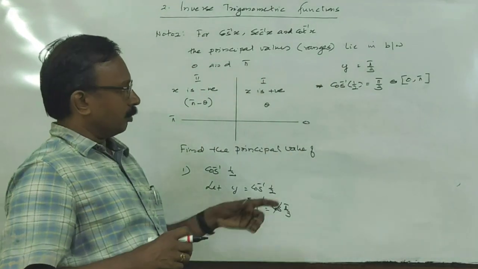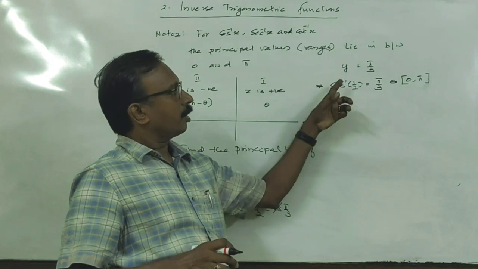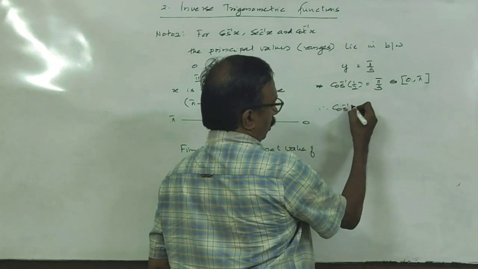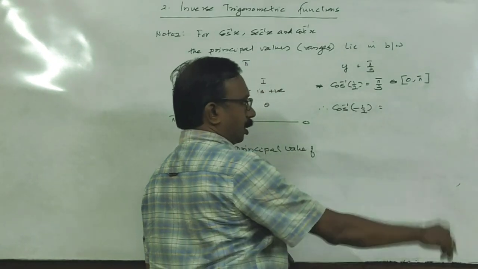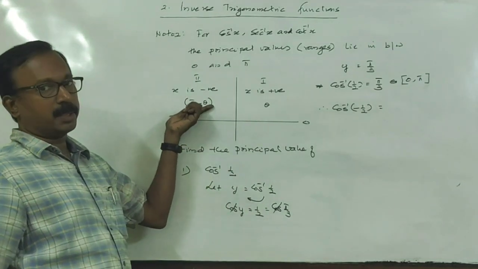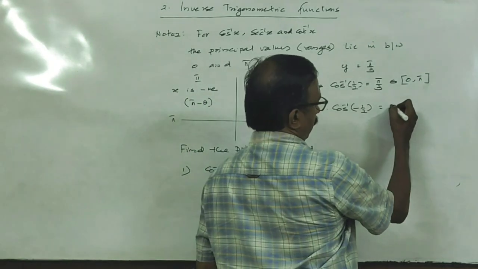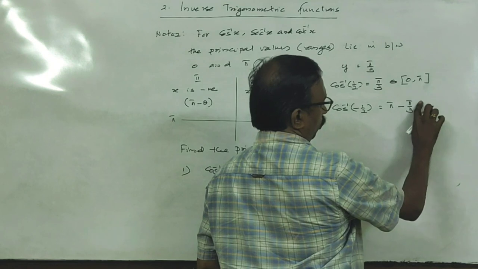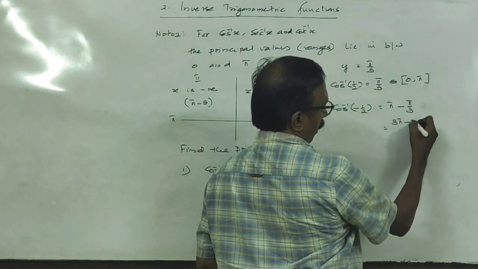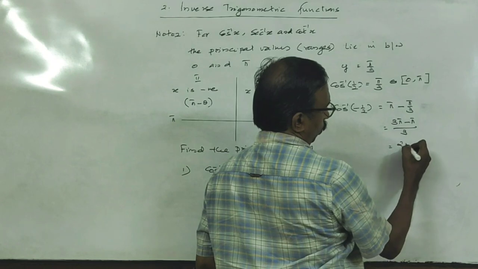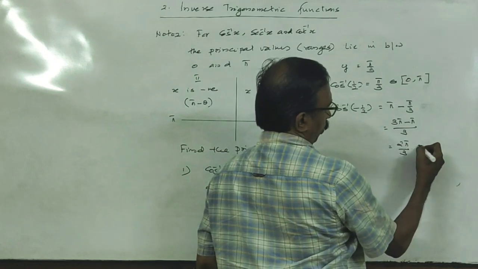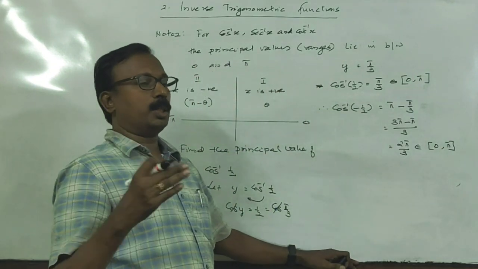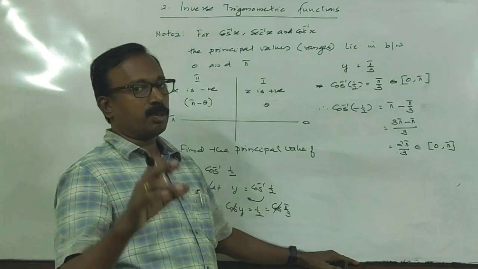If you know the value of cos inverse 1 by 2 is pi by 3, then we can find the value of cos inverse minus 1 by 2. What about cos inverse minus x? That is pi minus theta. Here, theta is pi by 3. So pi minus pi by 3, that is 2 pi by 3, isn't it? Which is in between 0 and pi. 2 pi by 3 is 2 into 60, 120 degrees, in between 0 and 180.